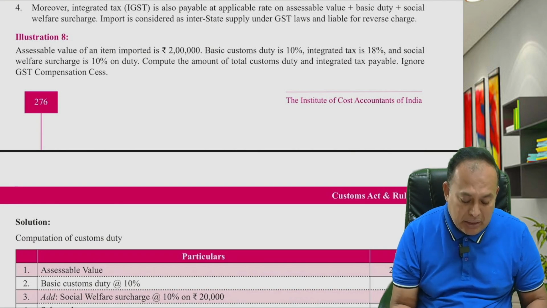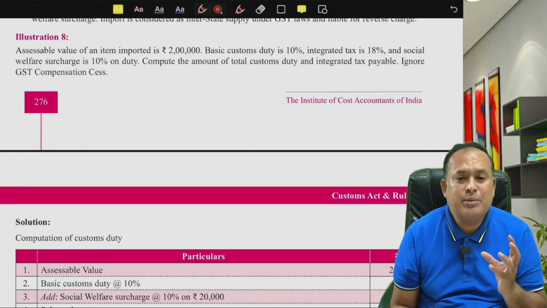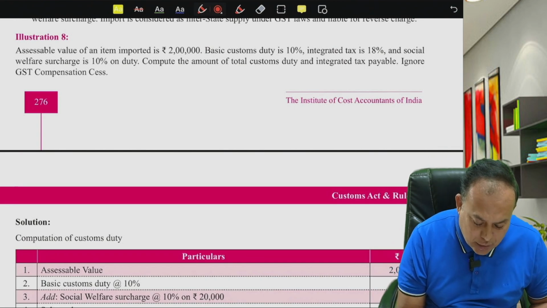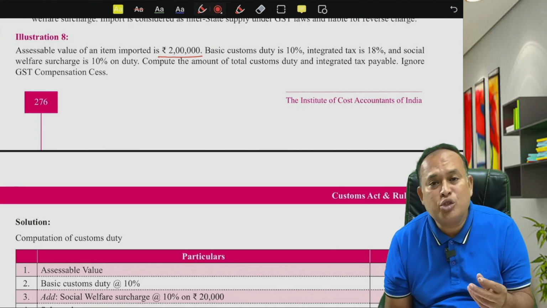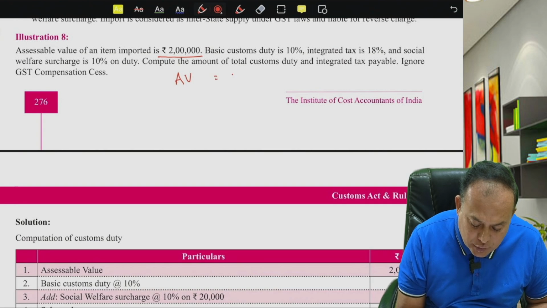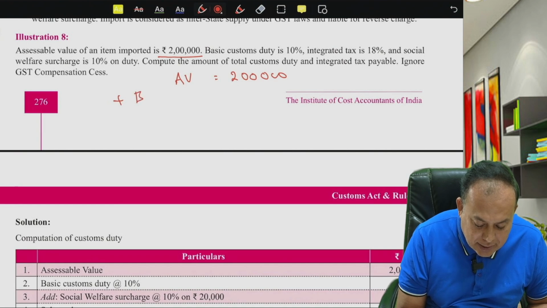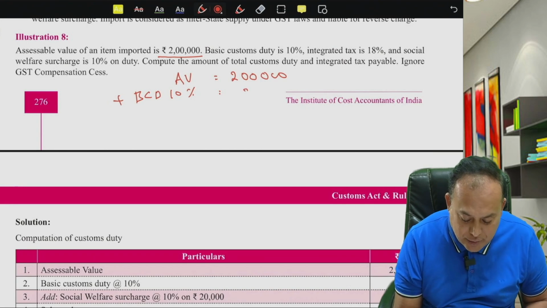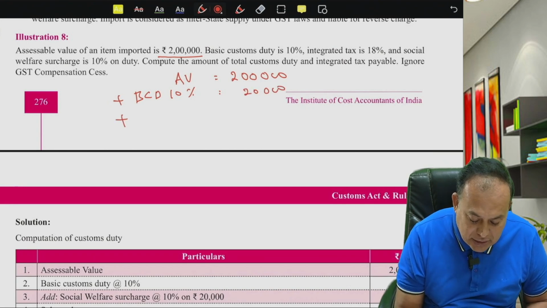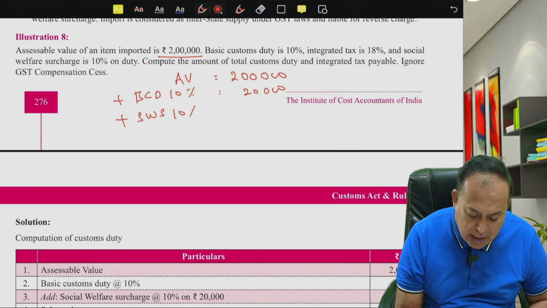How can we identify what to do? In the given case, the assessable value is given directly, which is 2 lakh rupees. Then they are asking us to find the basic customs duty. On the assessable value of 2 lakhs, we charge basic customs duty at 10%. 10% of 2 lakh is nothing but 20,000. Plus the social welfare surcharge, which is given in the problem as 10% on basic customs duty.